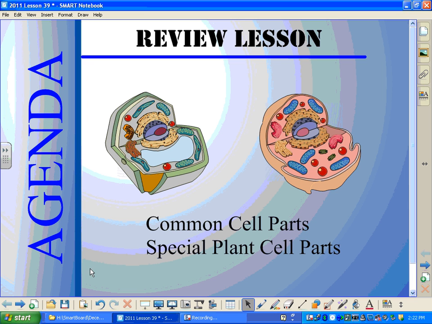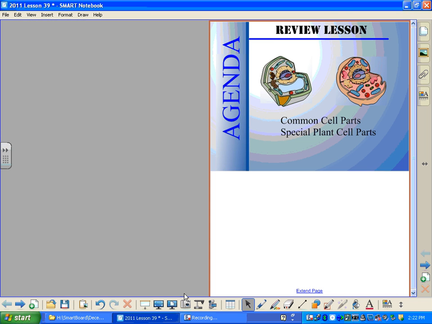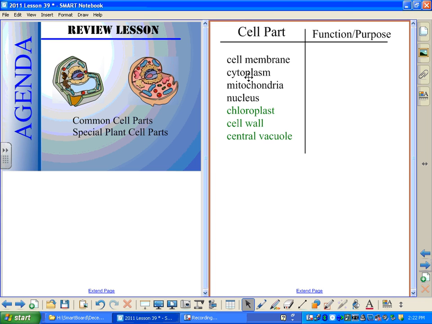Okay, so let's start with common cell parts. In this diagram, we've got a plant cell and an animal cell. The first part we need to talk about is the lining that holds all the parts together that both cells have in common. This lining is called the cell membrane. So the cell membrane has a special purpose, and that is to hold everything together.